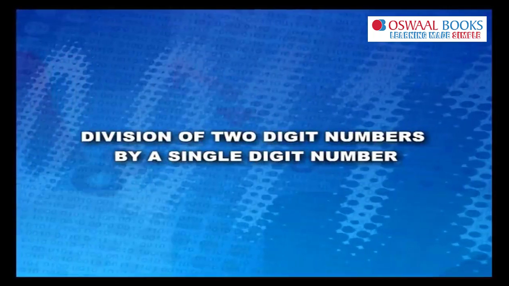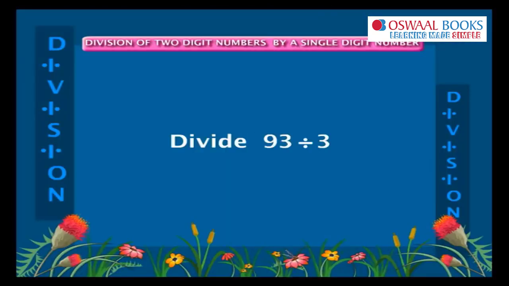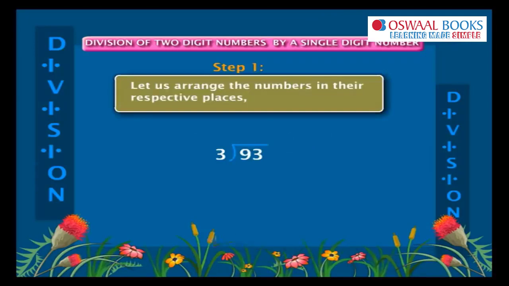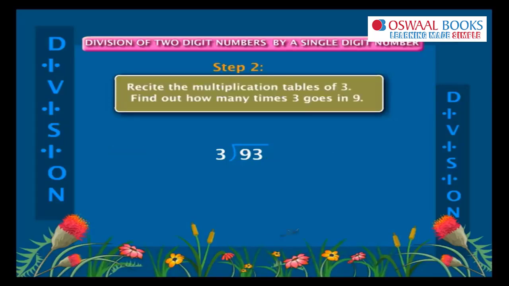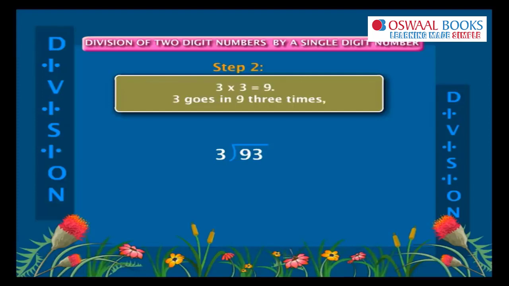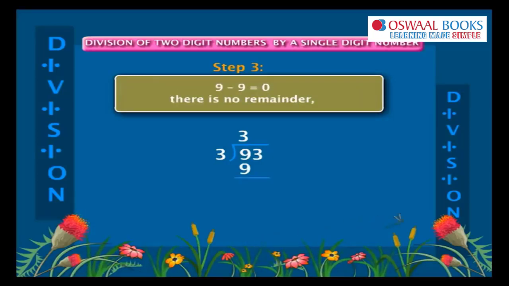Division of 2-digit numbers by a single-digit number. Example 1. Divide 93 by 3. Let us arrange the numbers in their respective places. 93 as the dividend and 3 as the divisor. Recite the multiplication tables of 3. Find out how many times 3 goes in 9. 3 into 3 is equal to 9. 3 goes in 9 3 times. So write 3 above 9 in the quotient place and write 9 below 9. 9 minus 9 is equal to 0.